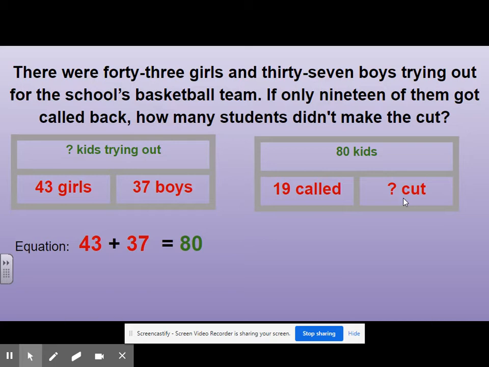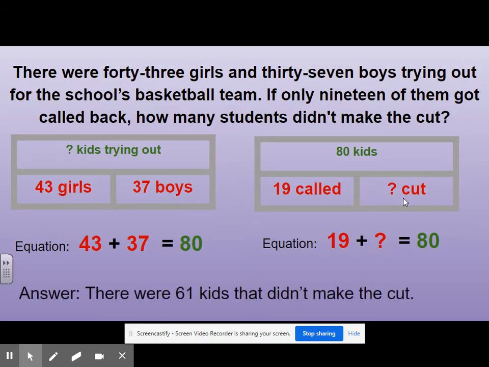We can turn this into an equation. I did 19 plus something equals 80. Yesterday, I was using letters to plug in there. Today, I just put the question mark in place. It doesn't matter what you stick in there, just to hold a spot to know that you need to put a number in there. So 19 plus something equals 80. So you're going to need to subtract 80 minus 19 to find out your answer. The answer is 61. You can check yourself. 19 plus 61 does equal 80. So our answer is that there were 61 kids that didn't make the cut.